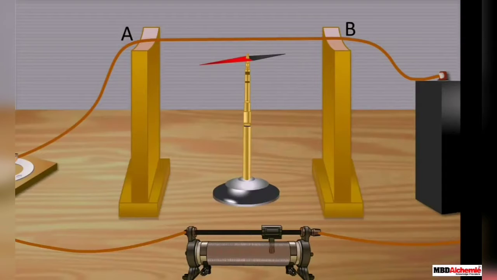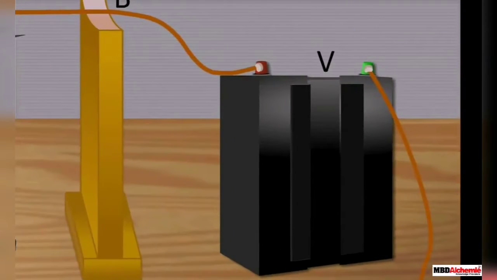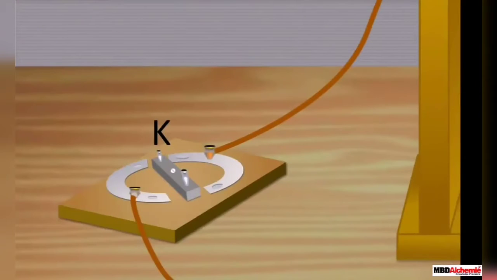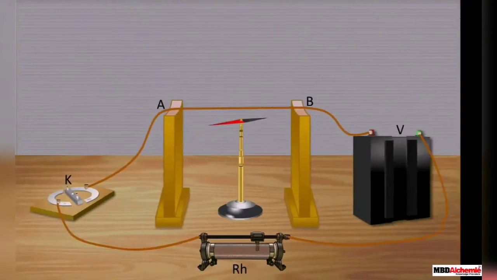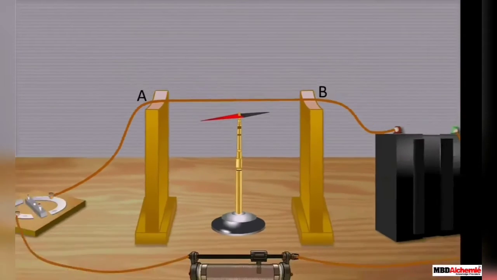There is a conducting wire connected to a battery having some voltage through a tap key, which acts like a switch or plug key, and then a rheostat to adjust the resistance. Once we switch on the electric circuit to allow the current through the conducting wire AB, we can find some deflection in the magnetic needle.